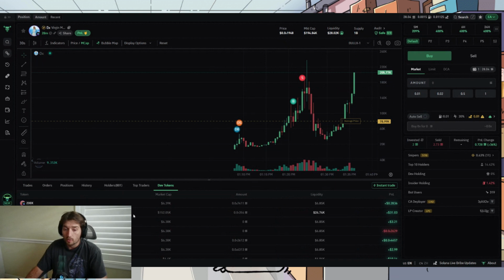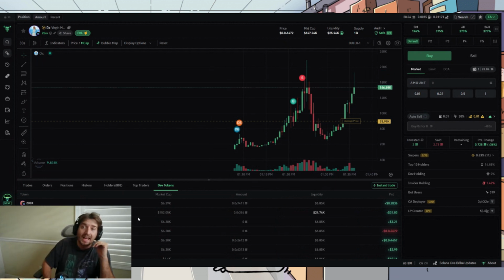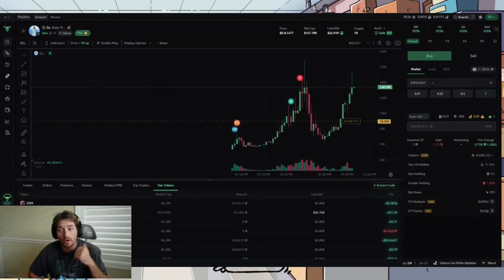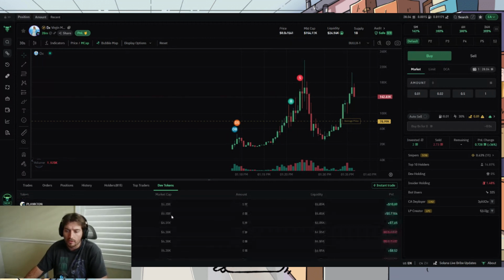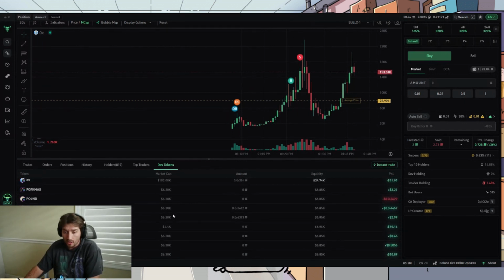Dev tokens. So we can see all of the tokens that this developer has launched. So what it's doing is looking at that main deployer wallet and letting us know, are they a serial developer? Have they launched multiple tokens? Is this their first token? What is the relevant information on this? Because many times, good devs, we can see that so far, they only have one token above 152K. Majority of these are under 7K.